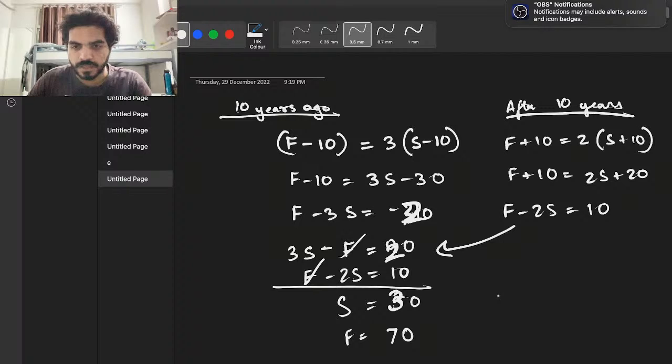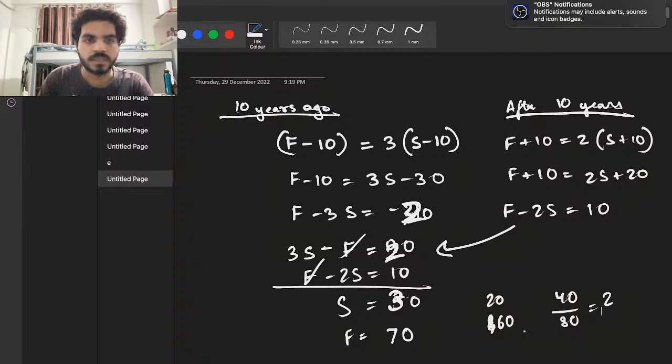But we can verify it. 10 years ago, son will be 20, father will be 60. This is 3 times. After 10 years, they will be 40 and 80. That is twice the age of son.